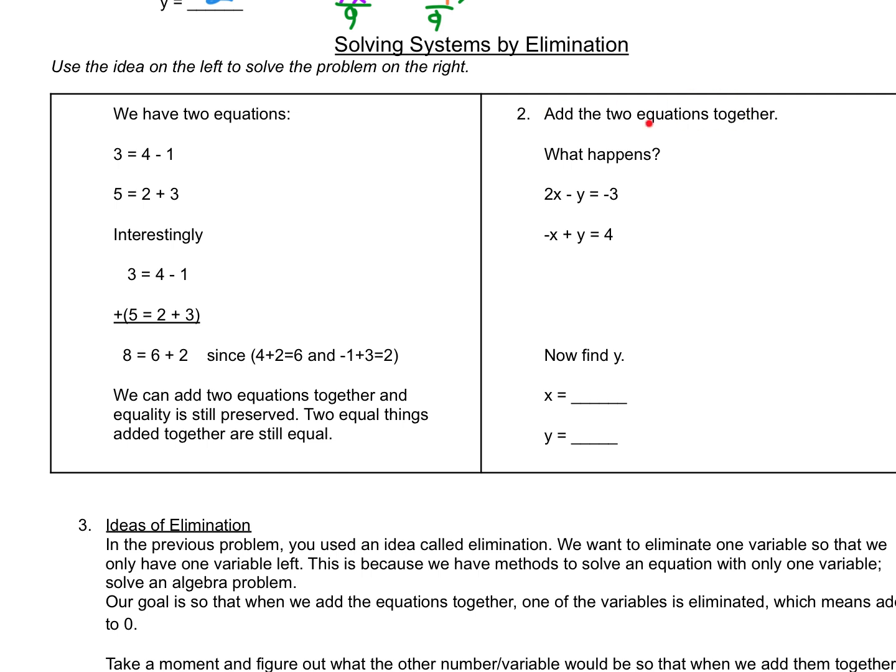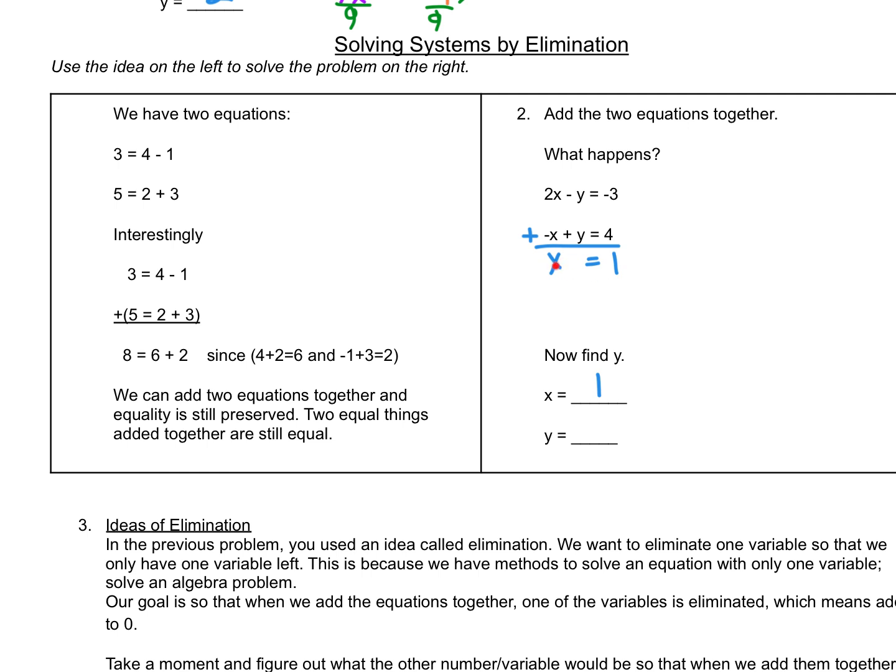For example, let's try to add these equations together over here and tell me what happens. I have 2x minus y equals negative 3, negative x plus y equals 4. Why don't you take a minute and try to add that together? Otherwise, it's going to look like this. We have 2x minus x is x, negative y plus y is 0y, and negative 3 plus 4 is 1. So we've just found x is equal to 1. Notice how quickly we were able to find x equal to 1.